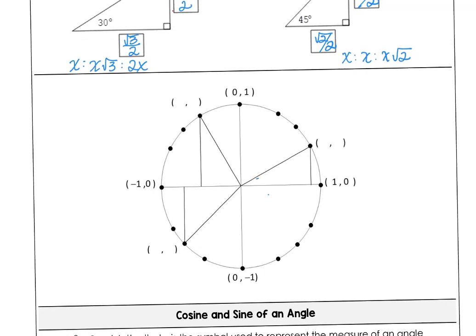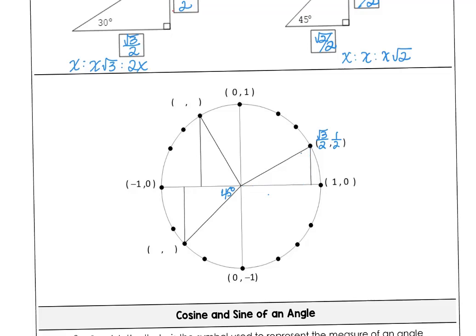So we have, this is our 30, 60, 90. So across from 30 is 1/2. For the y value, I'm writing it in the x coordinate. So this leg here is 1/2, and this leg out here on the x is square root of 3 over 2.